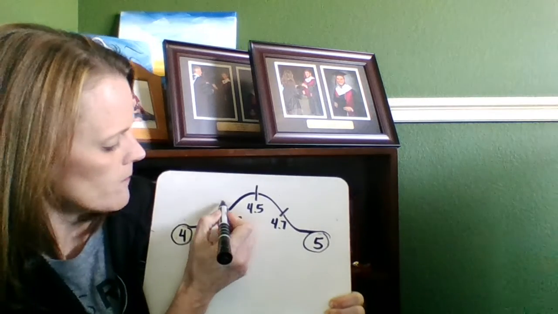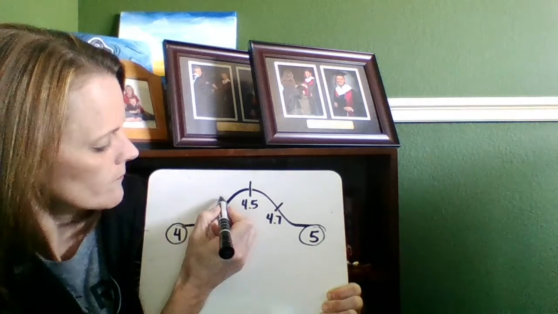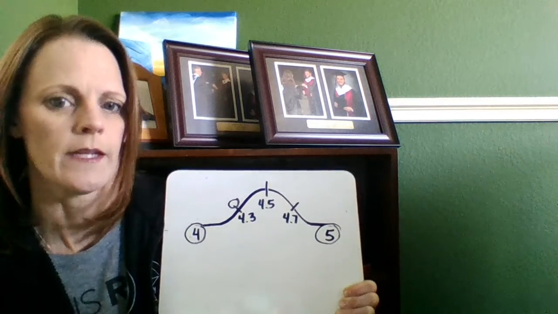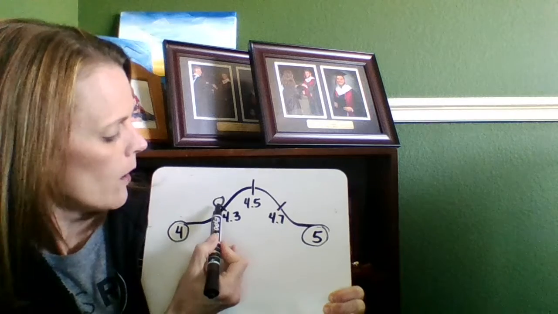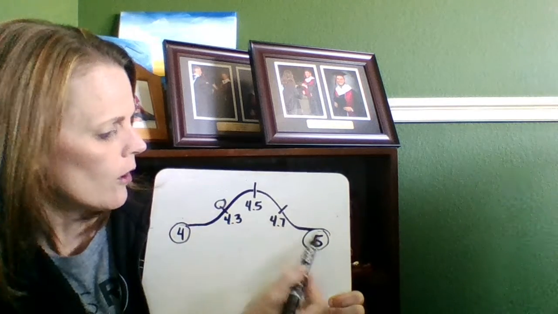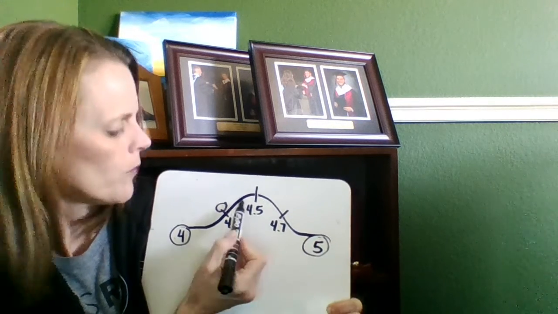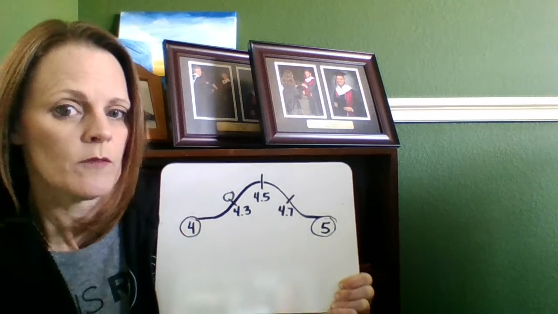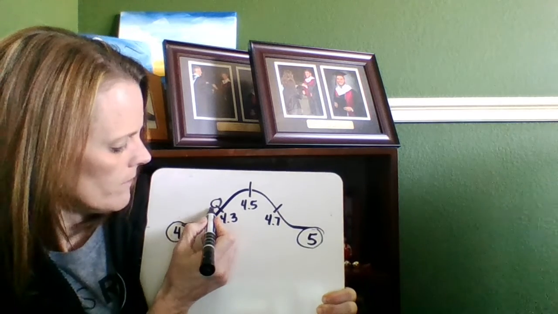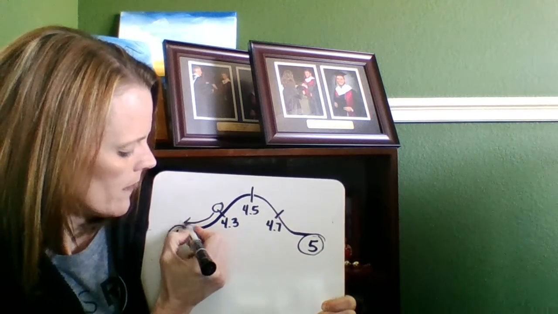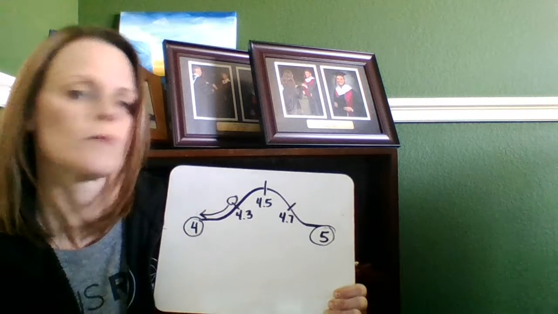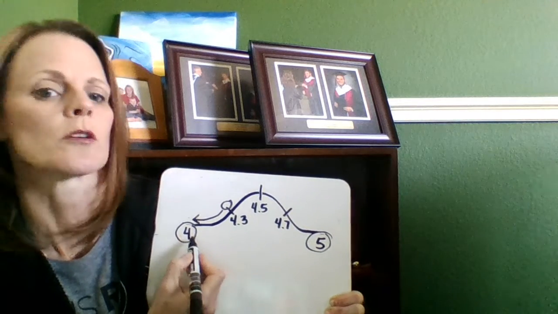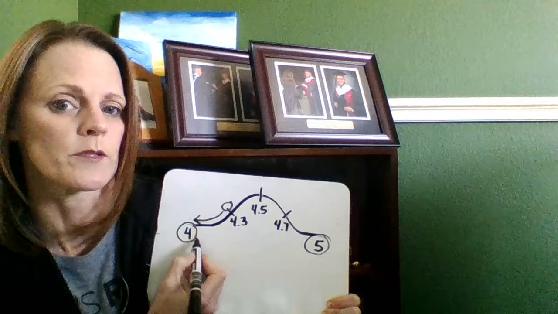So let's say that I have a ball, and my ball is right here on the hill, okay? I want you to think, would that ball roll over to the 5, or would that ball roll back down to the 4? Well, when I look at the slope of my hill, that ball's going to roll this way. That ball's going to roll to the 4. So 4 3/10 is closer to 4. I would round it to 4.